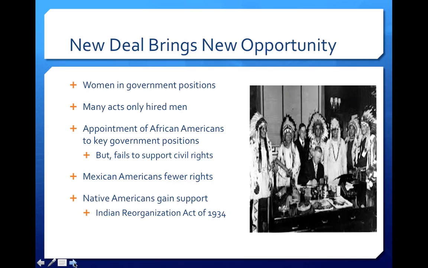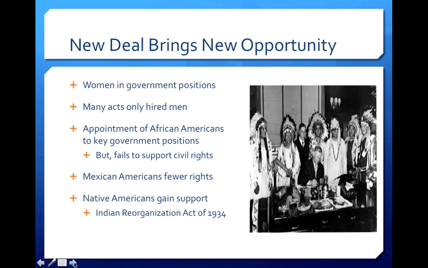Mexican Americans received fewer rights than African Americans. Many of the Mexican Americans resided in the Southwest. Most found migrant labor on farms. Farm wages fell, so did the migrant wage, and none of the acts helped them directly. Indirectly, the CCC and the WPA helped some Mexican Americans, but these agencies also discriminated against them.